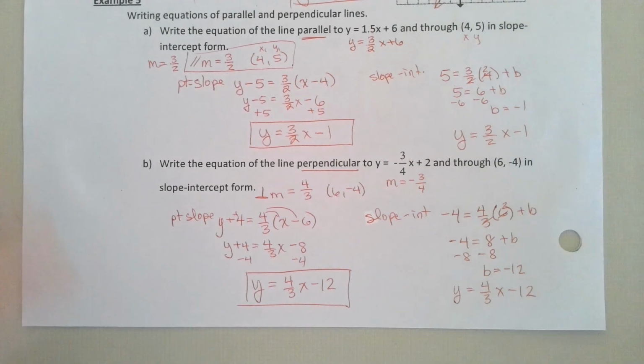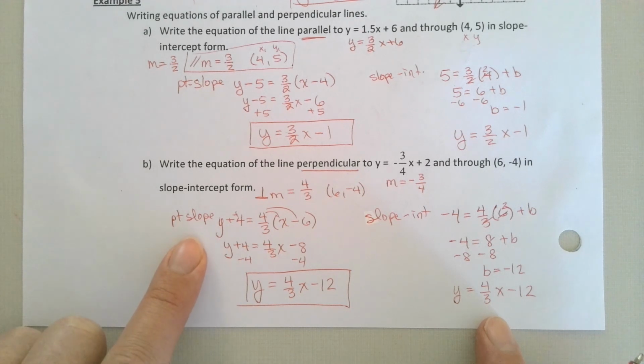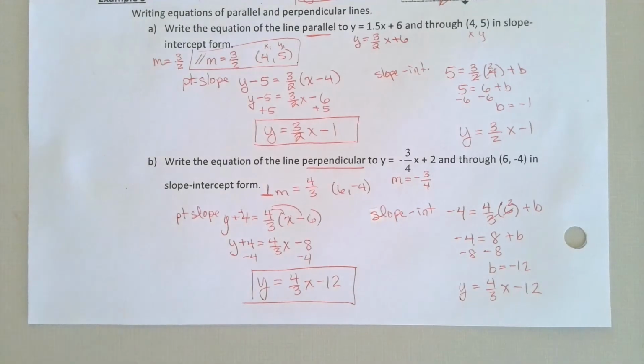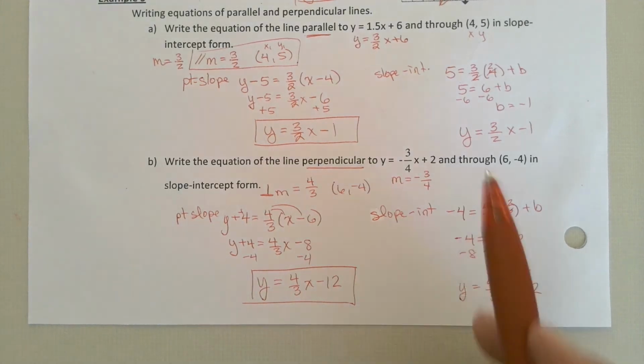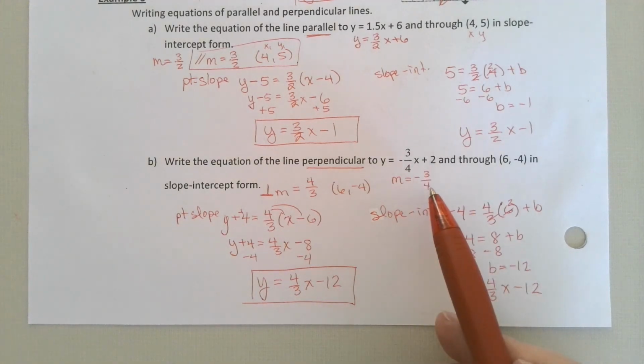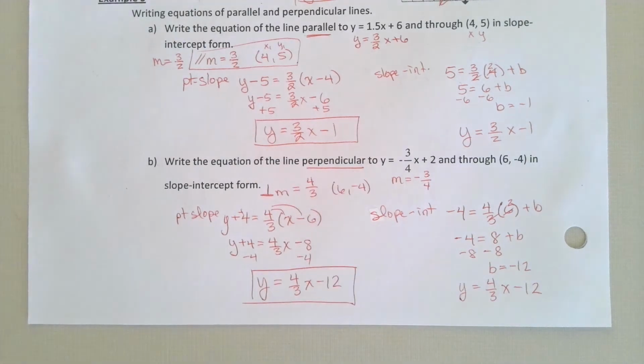Again, please don't do each problem both ways. You need to pick whether you like point slope form or slope intercept form as you're working through these. We are doing the same thing, it's just where we're getting our slope from. So always pull your original slope and then look for the relationship of parallel or perpendicular.